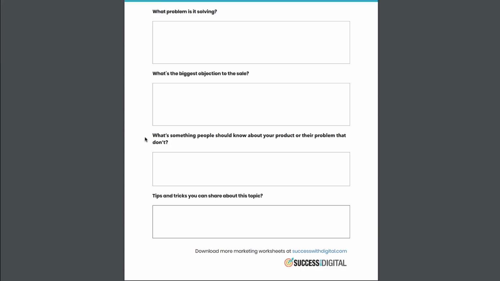And then also, are there any tips and tricks you can share about this topic? Is it the type of product that you would want to showcase how to use it, or how to maintain it, that kind of thing, or maybe just ways that they can use it that'll make it even better than it already is? Once you start mapping these out, you'll get an idea. You'll probably come up with quite a few different ideas for blogs that have to do with this particular product or service.